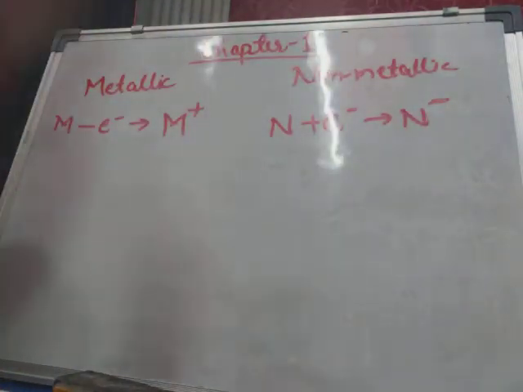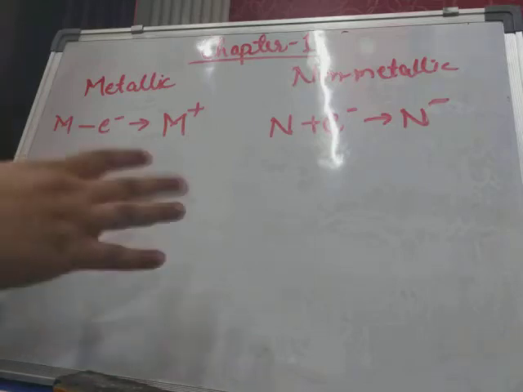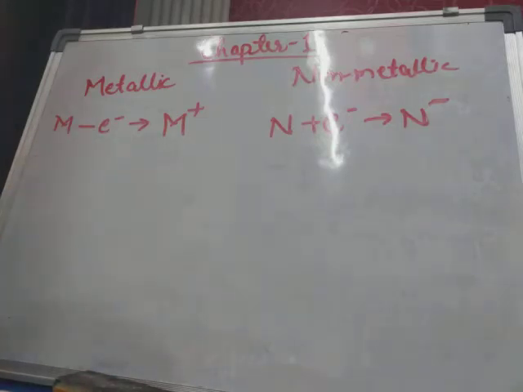Yes, one more thing is there. If you are talking about metallic character, metals are shiny in appearance, and they can easily lose their electrons. They are lustrous, and they are good conductors of heat and electricity. This also you have to read, this is also given in the chapter.